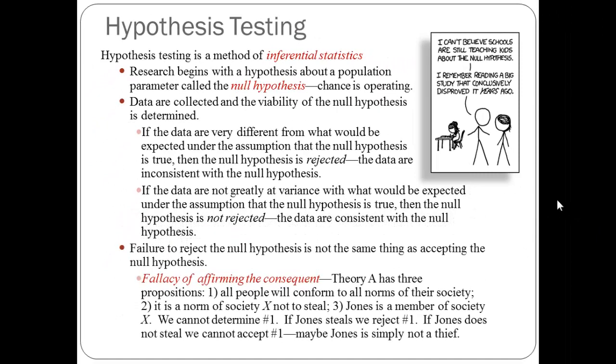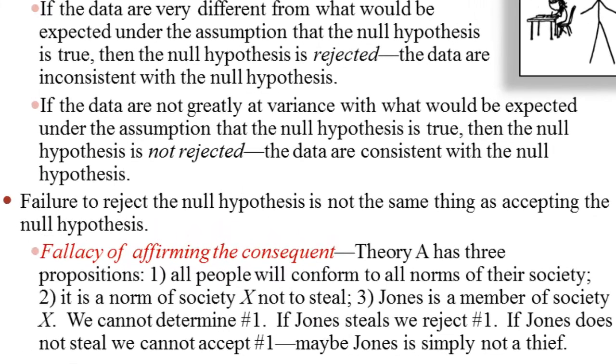We get into some funny language here. We'd like to be able to say that we reject the null hypothesis or that we accept the null hypothesis. But we're unable to say accept the null hypothesis because doing that, there's the possibility of committing the fallacy of affirming the consequent. In my example here, I have a theory that has three propositions. Proposition number one, all people will conform to all norms of their society. That's the thing we'd like to know. Proposition number two, it's a norm of society X not to steal. Proposition three, Jones is a member of society X.